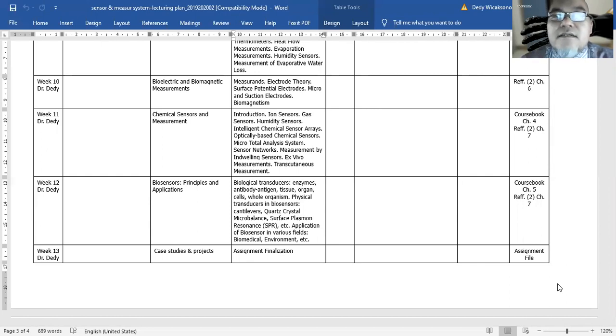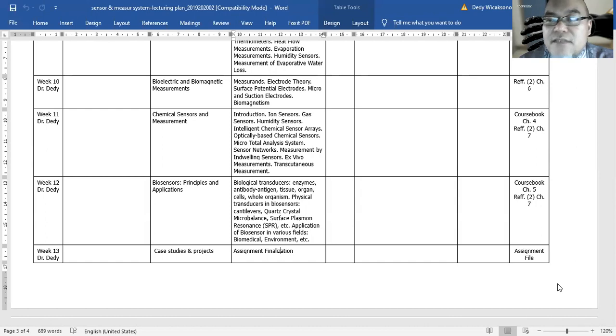So we will study ion sensors and gas sensors, as we often see recently in the news. GeNose, developed by researchers from Universitas Gadjah Mada, can detect or diagnose COVID-19 from the breath of the subjects. How can it be done? How is it being developed? So we will study from the element first, the gas sensor, and then intelligent chemical sensor arrays. GeNose is basically an example of an intelligent chemical sensor array.